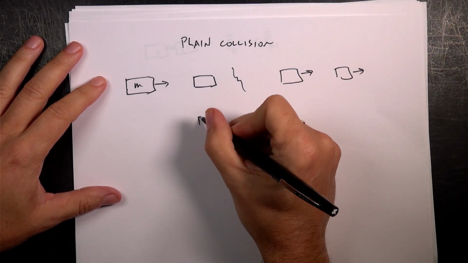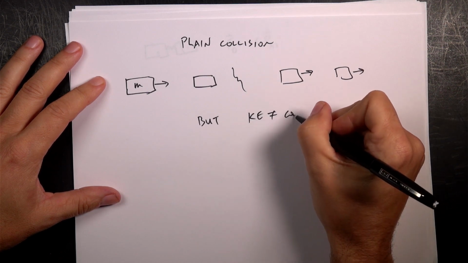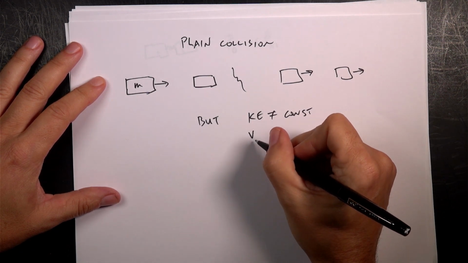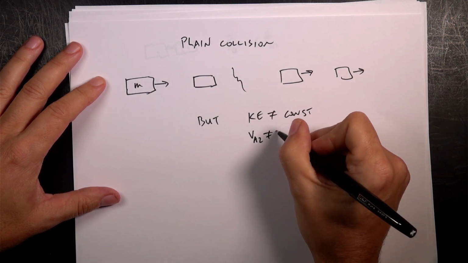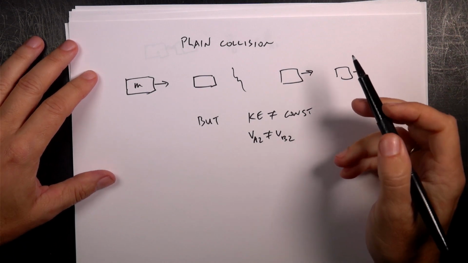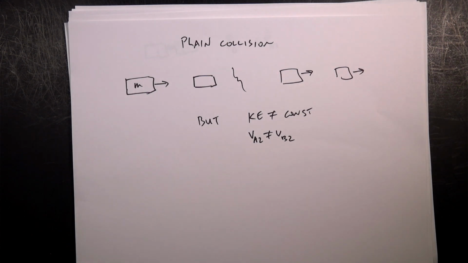But kinetic energy, not constant, not conserved. And VA2 not equal to VB2. So it's not elastic, it's not inelastic, it's somewhere in between. They just collide. They just collide and they have masses and velocities afterwards.